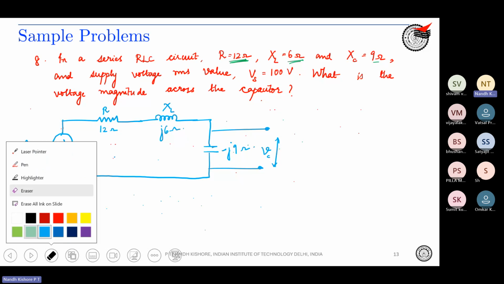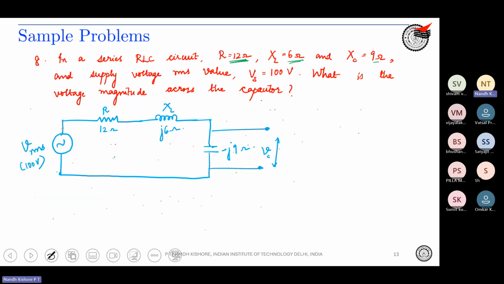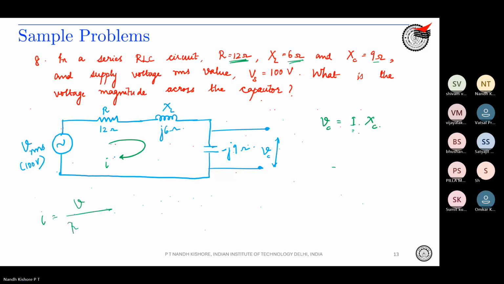Okay, so basically what is your VC? VC will be I into XC, correct? I just need to find out I because I know what is XC they have given. I just need to find out what is I. Okay, what is the current I flowing in the circuit? So seeing this circuit, you can understand I is basically what? V divided by R. Okay.